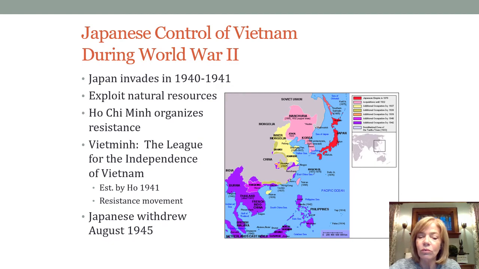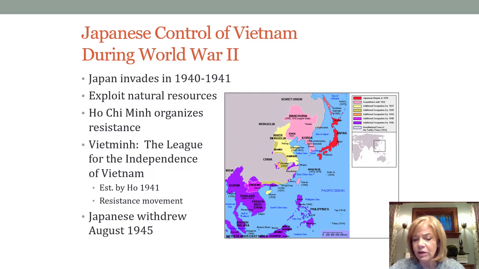So during World War II, Japan had control of this vast territory in Asia and parts of the Pacific as well. They're going to be defeated, though. They'll surrender in World War II after the United States attacks them, first at Hiroshima and then at Nagasaki. They're going to surrender in September of 1945.